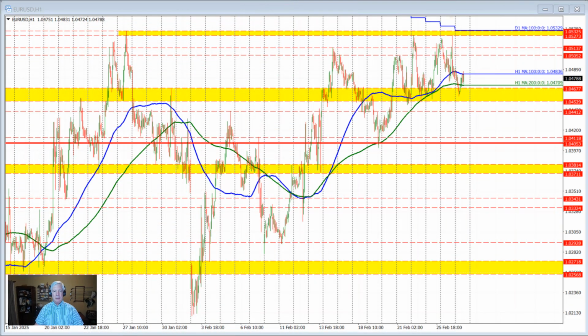A heavy calendar is ahead with durable goods, GDP, initial jobless claims, pending home sales, and lots of Fed speak. But the technicals are telling us their own little story, of course. And we'll start off by taking a look at the euro versus US dollar.